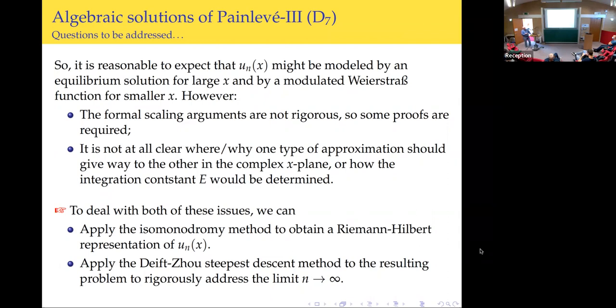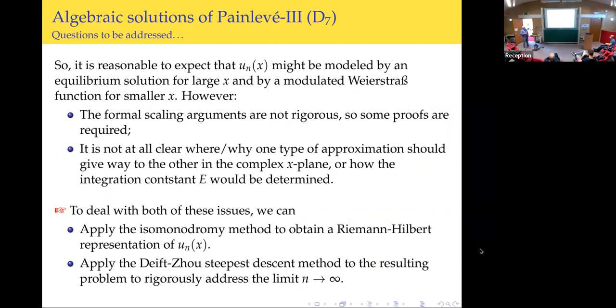So by modulated, again, what I'm thinking now is that those invariants are somehow things that depend on the slow variable y. And so as you move around in the complex plane a little bit, you should have a slightly varying parallelogram for your elliptic function. But anyway, even if we want to believe that, the trouble is that these formal scaling arguments are totally not rigorous. We just omitted a term from our differential equation. So some proofs are definitely required.